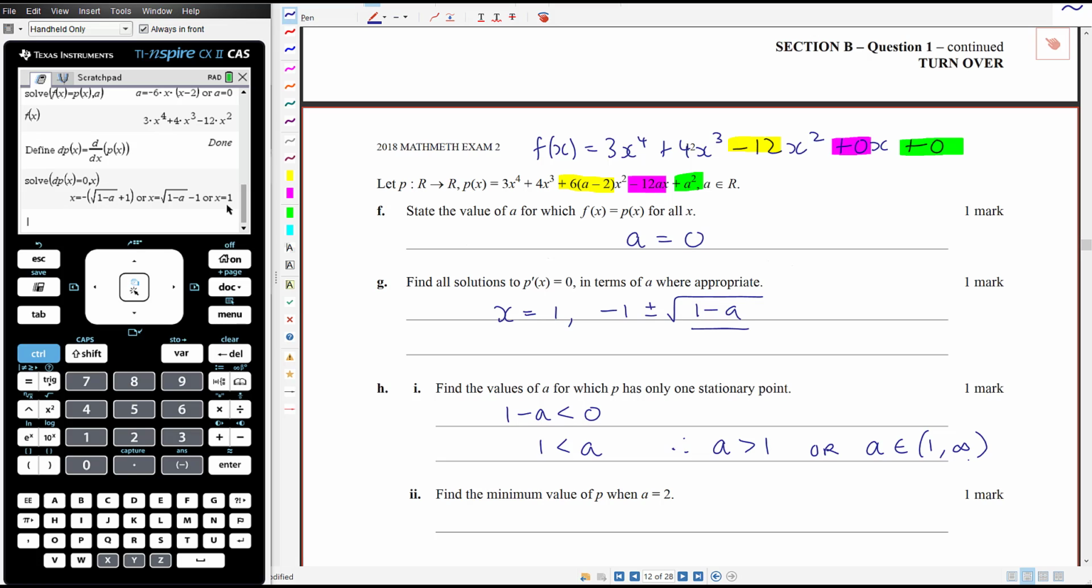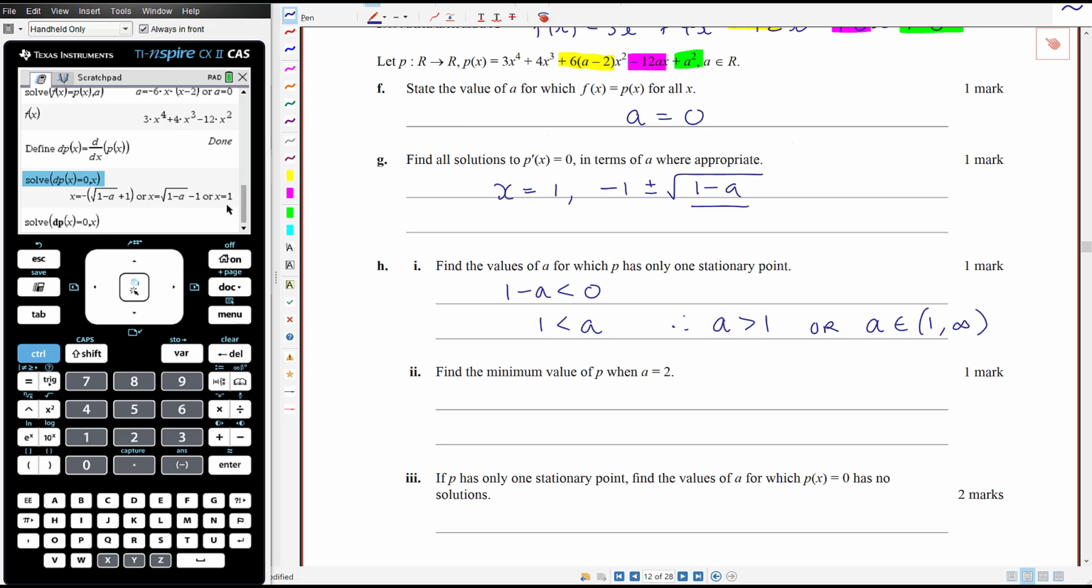Find the minimum value of p when a is equal to 2. Okay, so how am I going to do this? I'm going to find what these solutions are when a is equal to 2. Easy enough to do that just by solving this given that a equals 2.